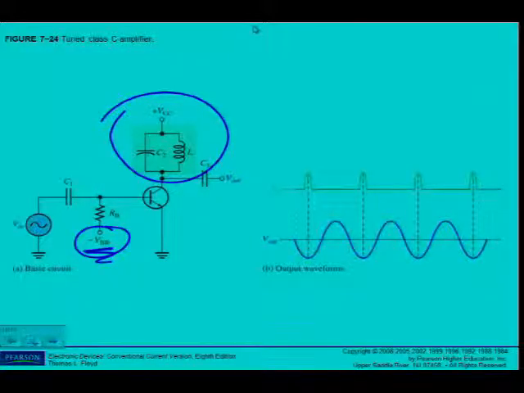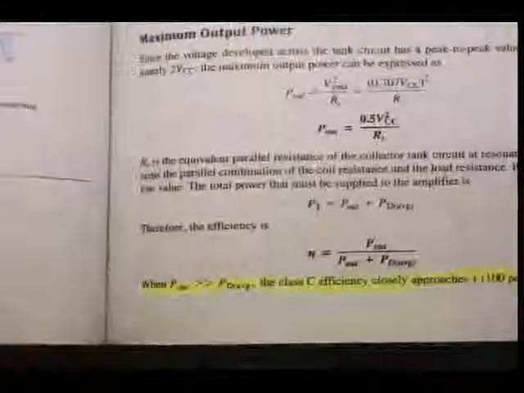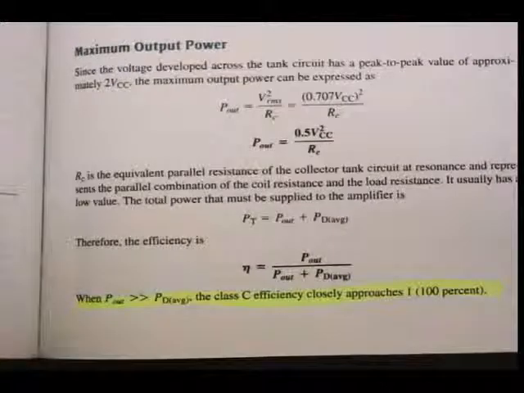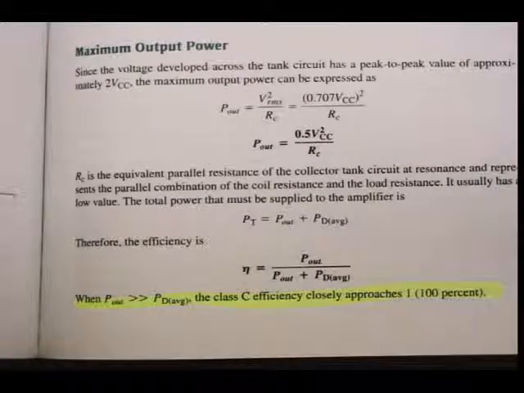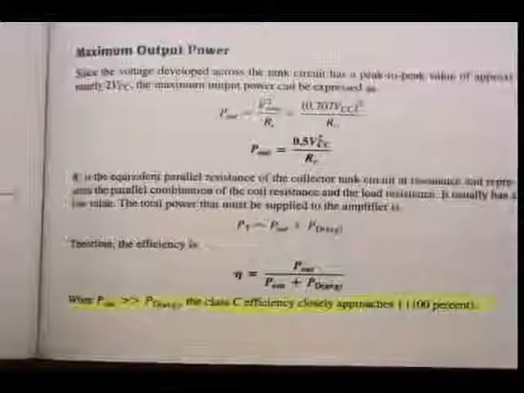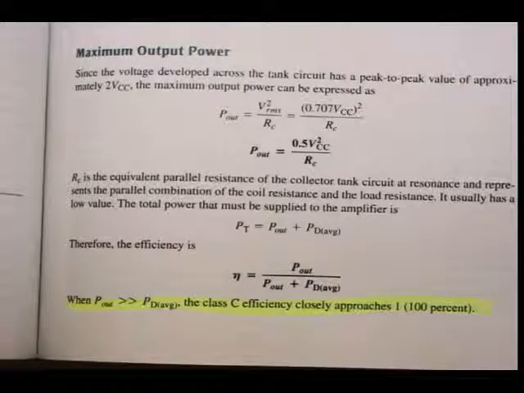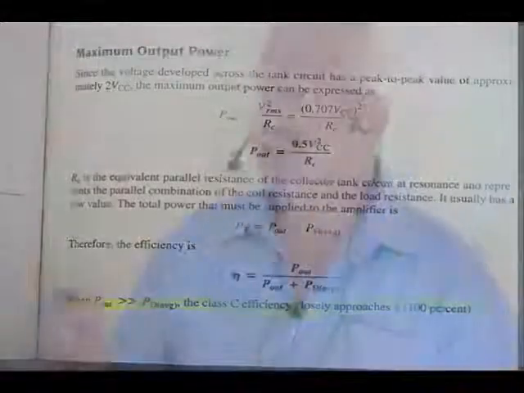Then lastly, the efficiency of a Class C amplifier at the bottom of page 345. I can see when P out is much larger than PD averaged, the Class C efficiency closely approaches 1, which is 100%. Close to 100% because efficiency is compared with the input DC power, and I'm only amplifying a small portion of the input signal. That's why it's almost 100%. But again, it cannot be used for linear operation.